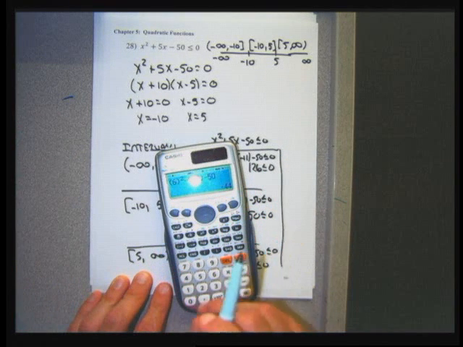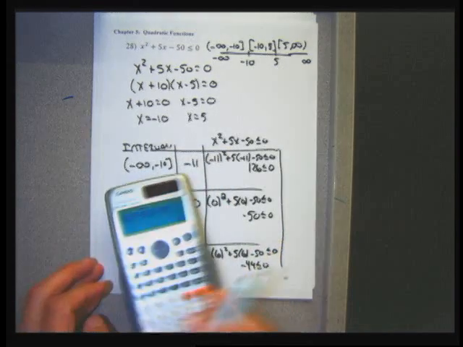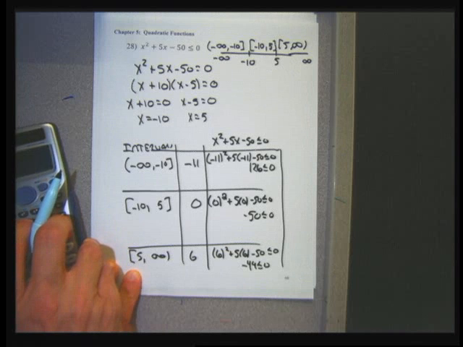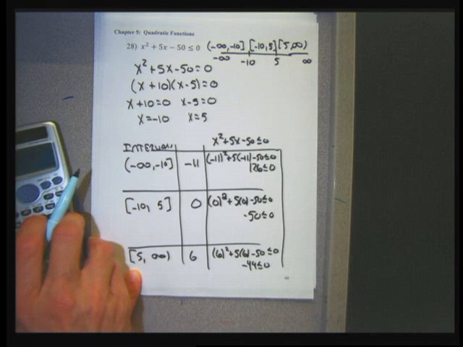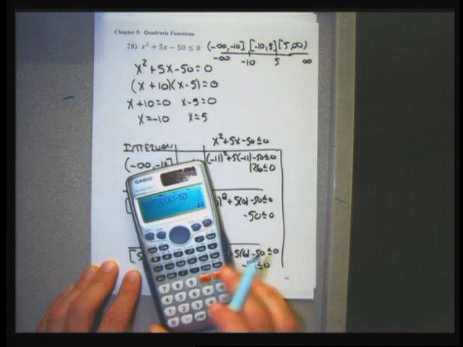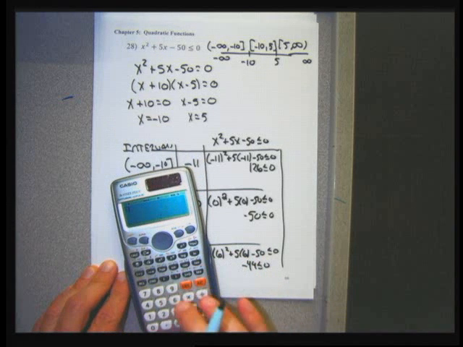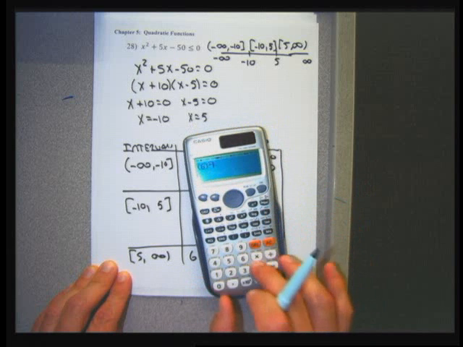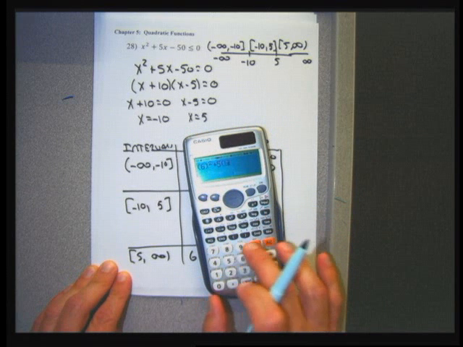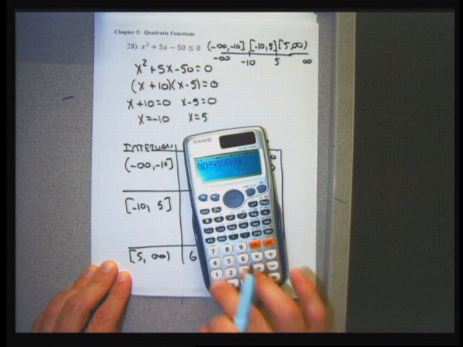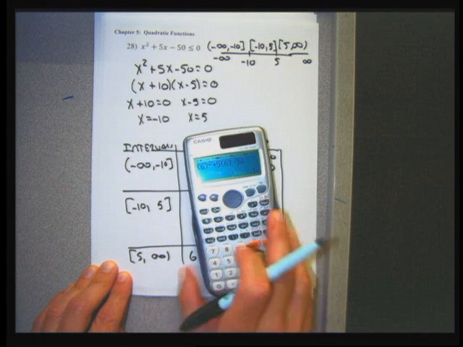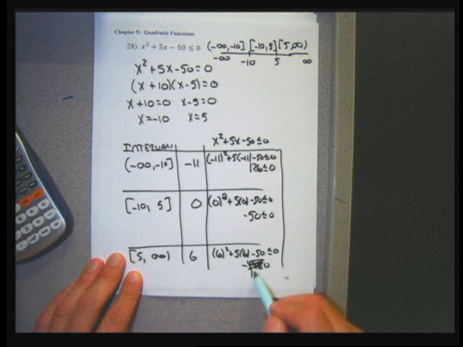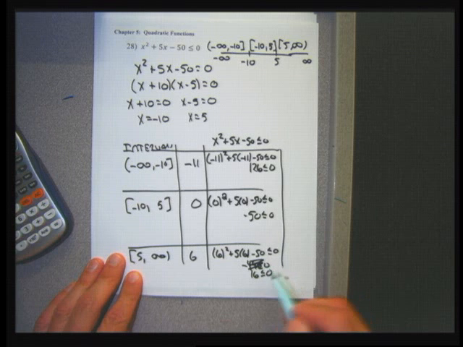How did I get negative 44? Oh, I don't know. 6 squared, which is 36. I messed up somewhere, and I'm not sure where. So let me fix this. This one's supposed to be 6 squared, as you can see it now, plus 5 times 6 minus 50. Should have gotten 16. I don't know what I did to get negative 44, but I could tell I was getting messed up because I was getting a true down here and I shouldn't.